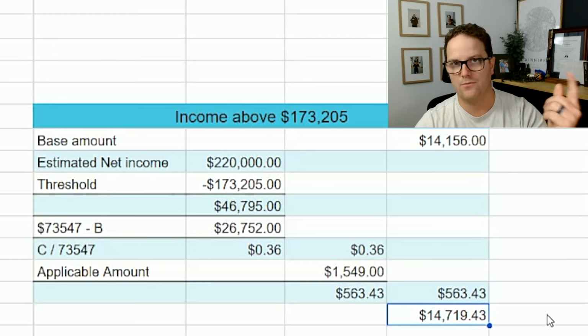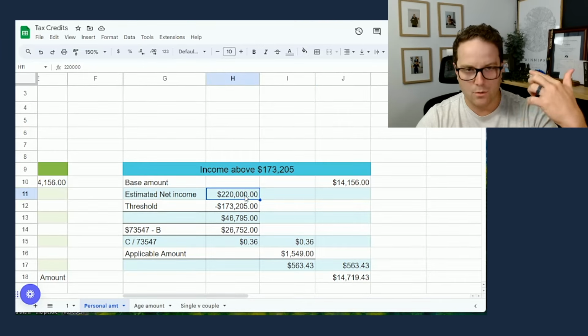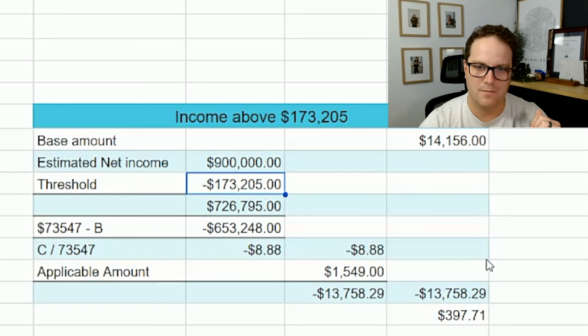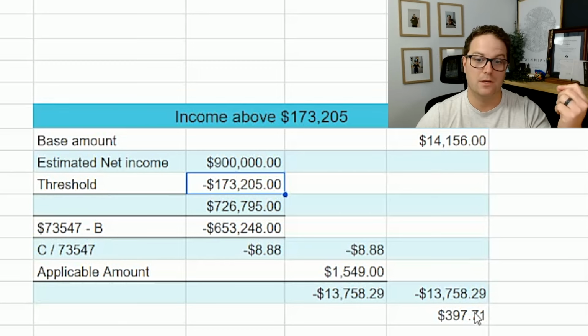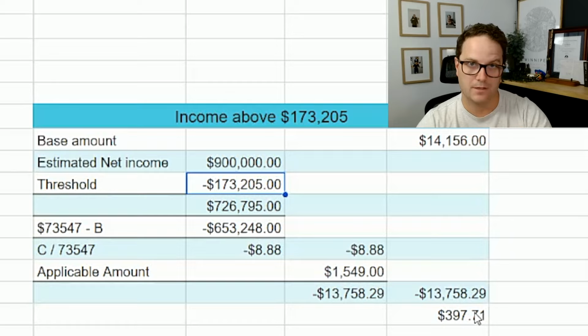$14,719, not the $15,705. And if you continue all the way to about $900,000 of income, this is where the personal amount starts to essentially get wiped out. So for the very few of you out there that are making $1 million plus, you will not get this tax credit because of this calculation.